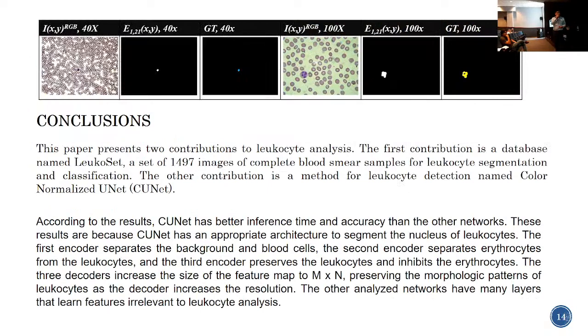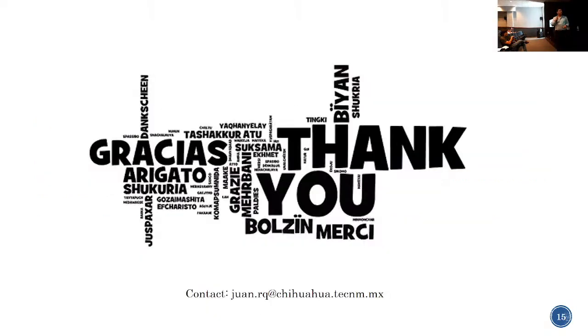So in conclusion, we present two contributions. The first one is a new dataset named Leukoset of 1,497 images of complete blood smear samples for leukocyte segmentation and classification. And the other is the UNet model with color normalization. And we have a better inference time and accuracy than other networks. And that will be all.